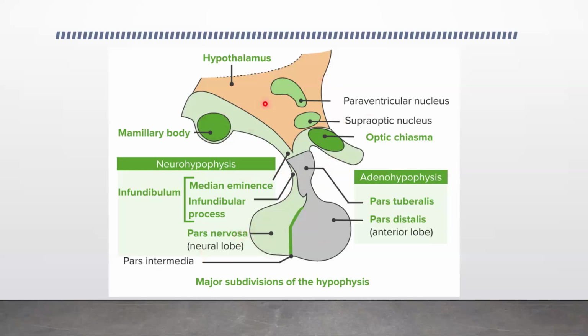Of course, we can talk about the various nuclei that are connected to this neurohypophysis, the paraventricular and supraoptic nuclei, which secrete oxytocin hormone and ADH hormone respectively.